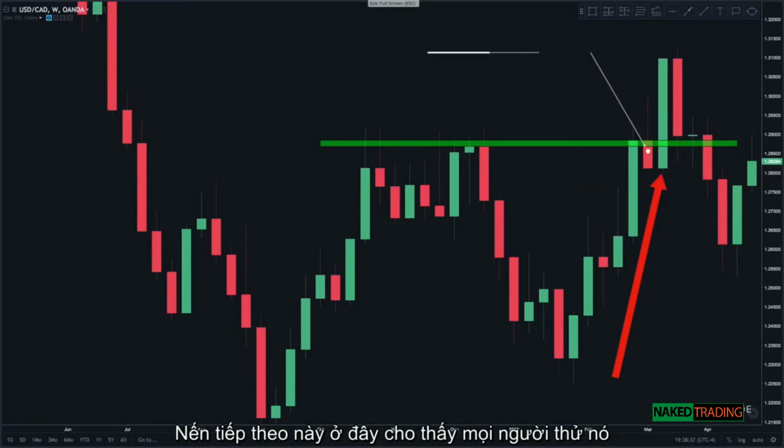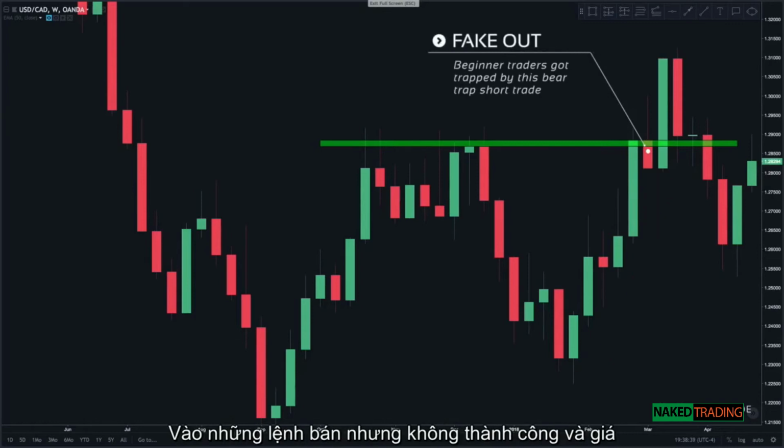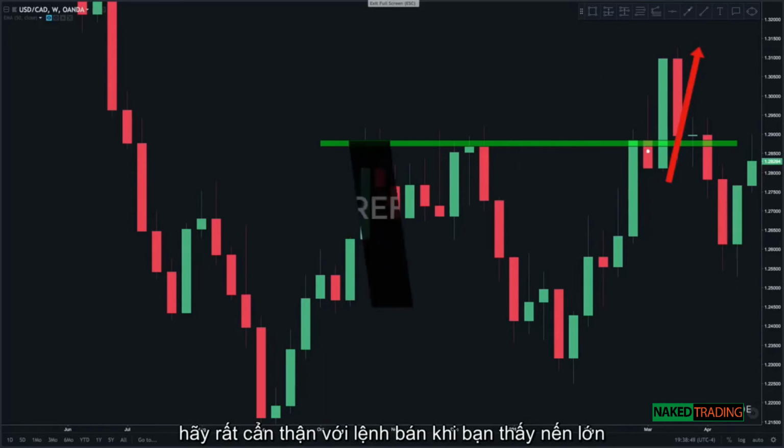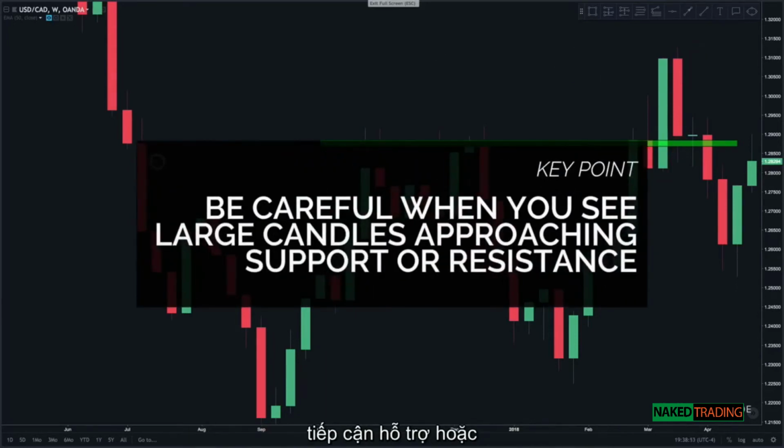Now this next candle here shows that people tried entering short, but that failed and price blew right through, which is a mistake that most beginner traders would make, as they would have seen this long wick candle and thought, oh, this is a great short. Be very careful when you see large candles approaching support or resistance levels. So let's jump to another example.